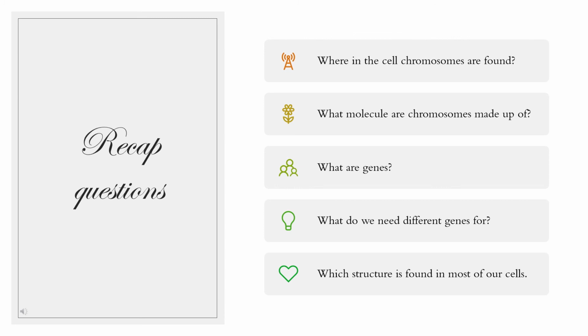Also, the second one is, what molecule are chromosomes made up of? The third question is, what are genes? The fourth question is, what do we need different genes for? The last question is, which structure is found in most of our cells? If you know the answers to all of them without checking the video, you can be sure that you understood today's lesson.